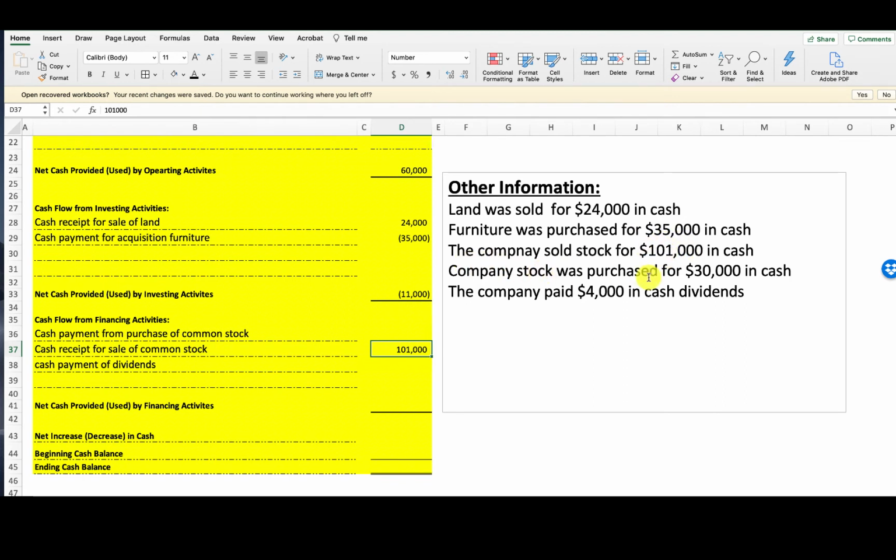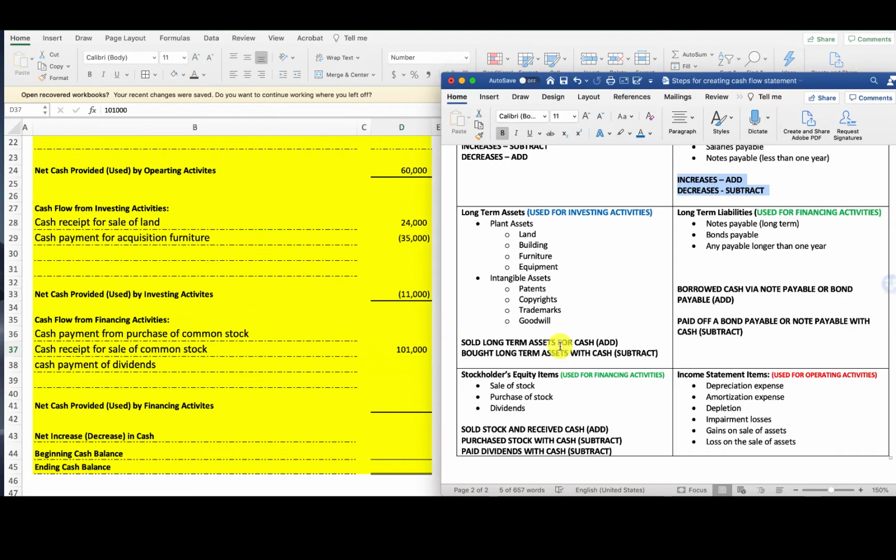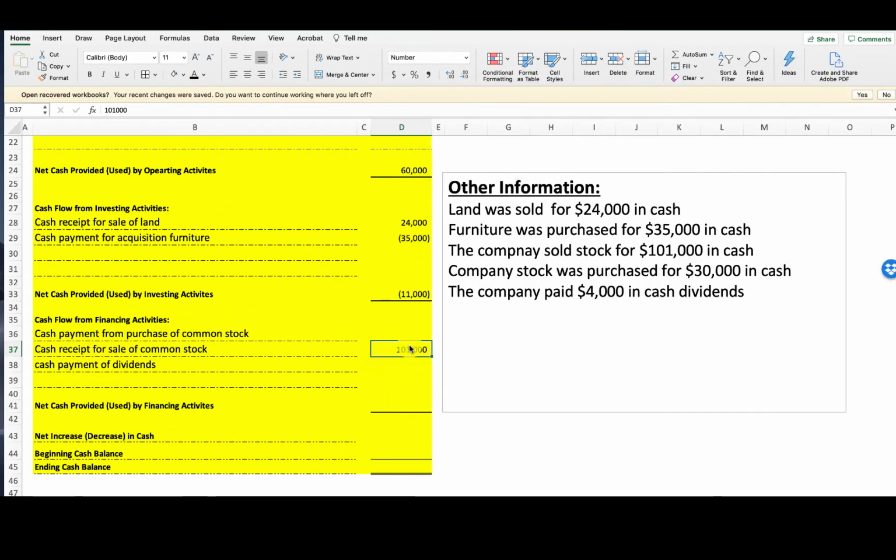Then it says company stock was purchased for $30,000 in cash. That means you spent cash to get that stock. So what's the rule? If you purchase stock with cash, you subtract. So I'm going to put it in as a negative number.